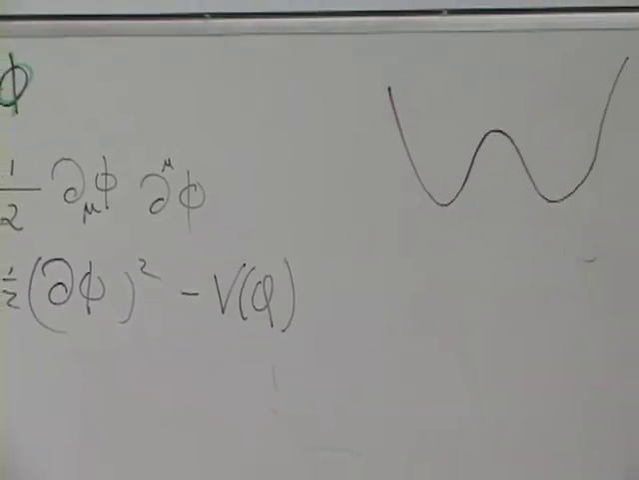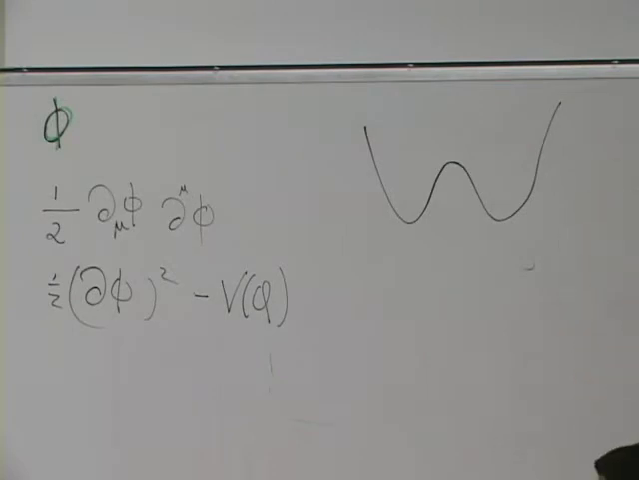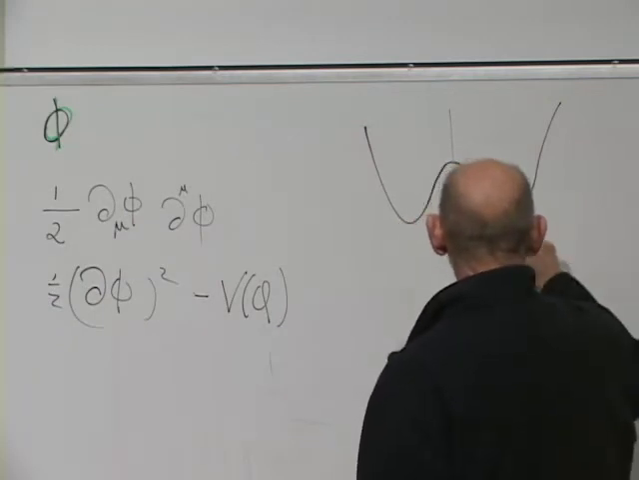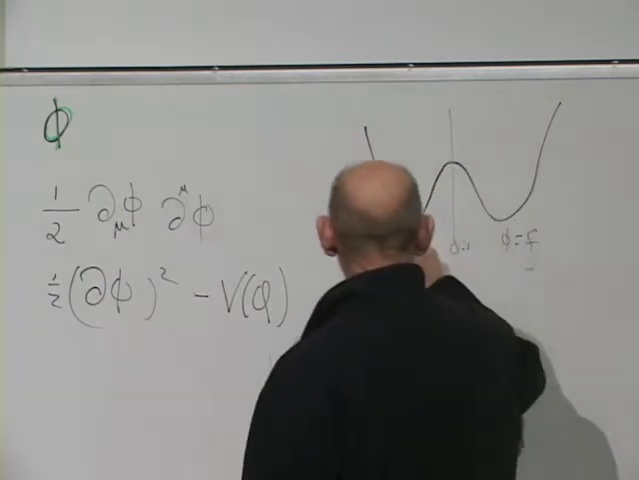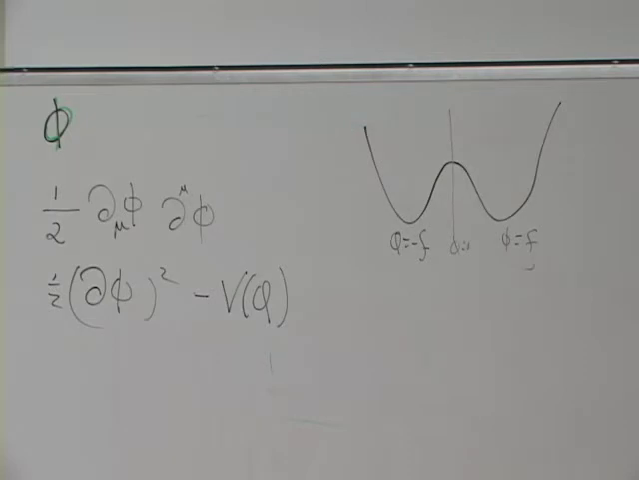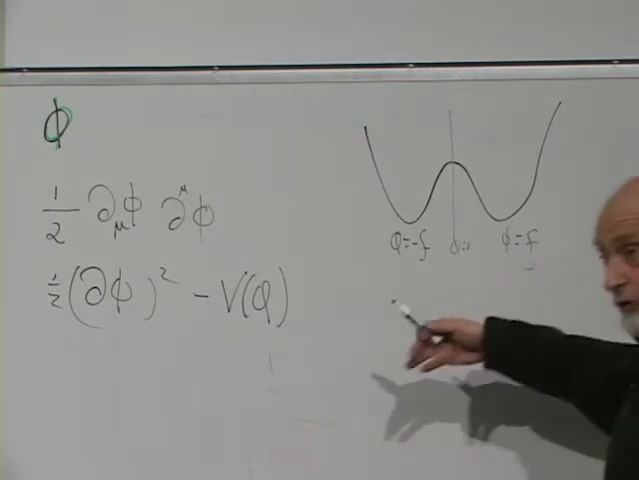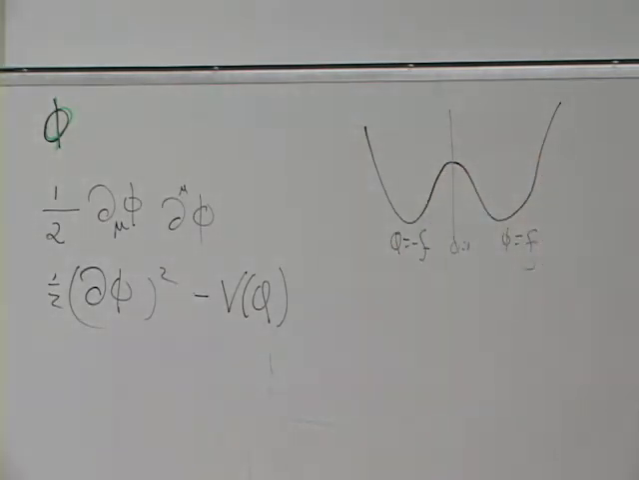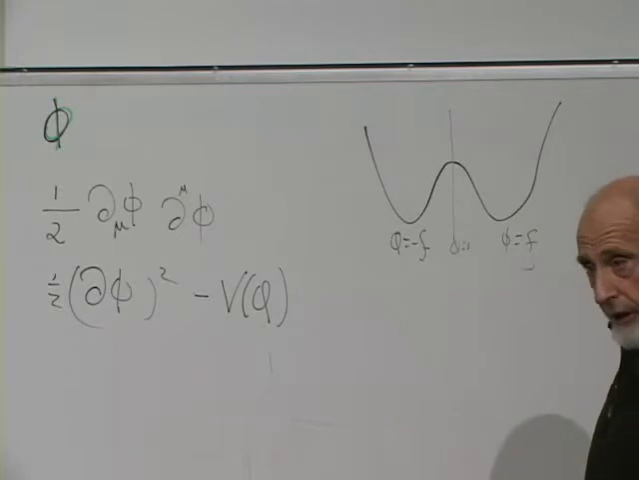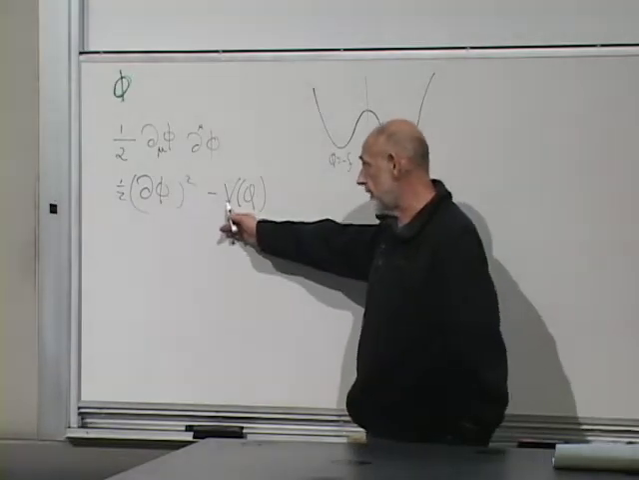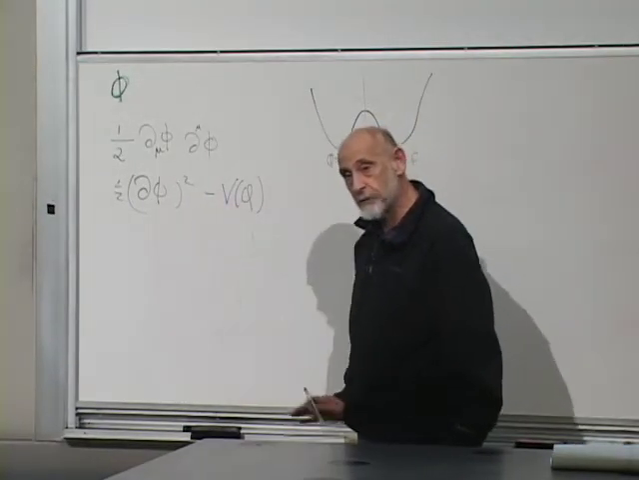Completely symmetric, exactly symmetric, with respect to changing plus to minus. All right, so here would be phi equals 0 right over here. Let's call this point phi equals f, and here phi equals minus f. Plus f and minus f are completely symmetric. This function, assume it, is completely symmetric with respect to flipping about the vertical axis. And under that case, there will once again be two ground states of the field, two states of lowest energy. Incidentally, the energy has a plus sign for v of phi. The Lagrangian has a minus. The energy has a plus sign.